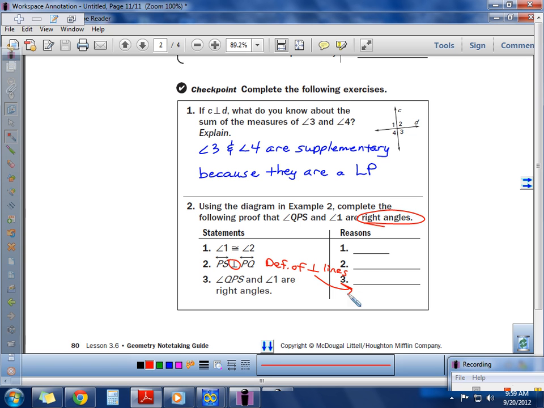Without even reading the question a whole lot, I could guess at those. We might be using the definition of right angles, or we might be using the definition of perpendicular lines. I would bet that the last one that I wrote for blank number 3 would be good.